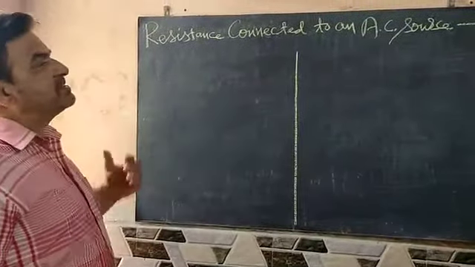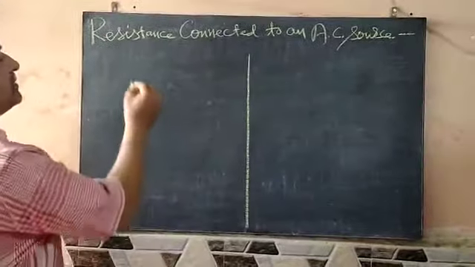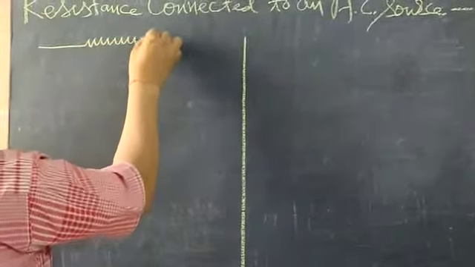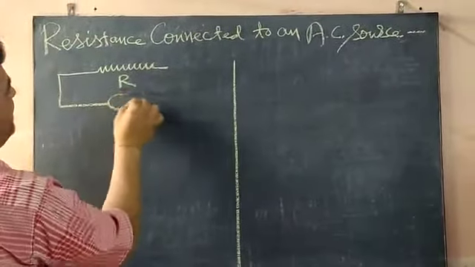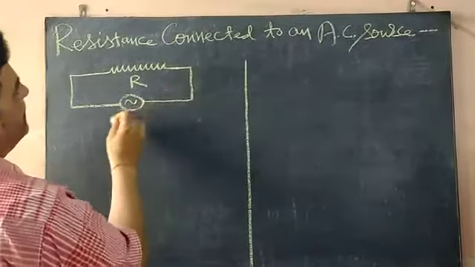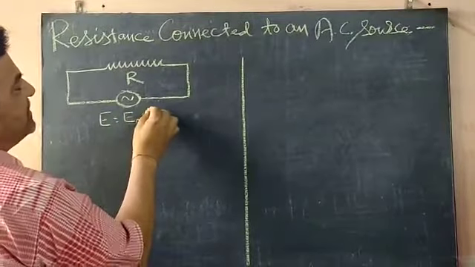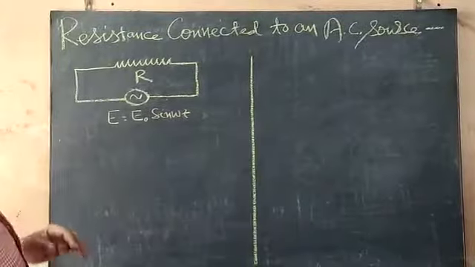So our topic is resistance connected to an AC source. So let me have a resistance R connected to an AC source whose instantaneous EMF is given by the relation E = E0 sin omega t.